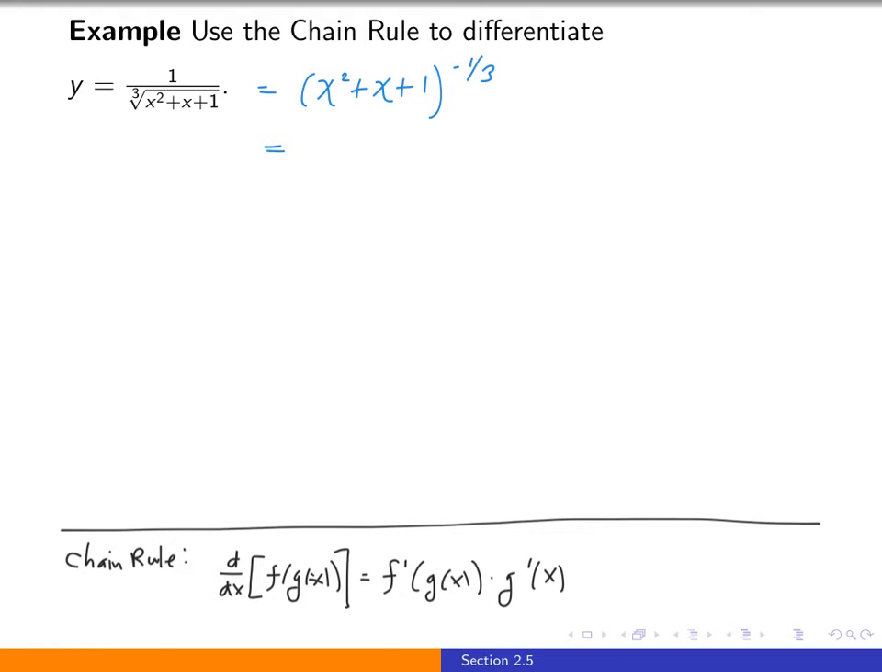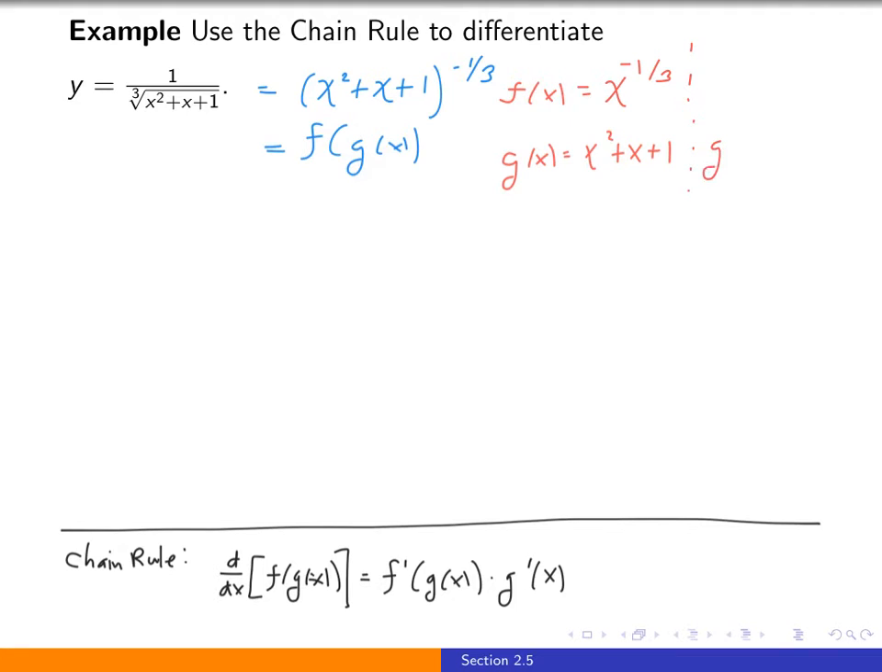And once again, maybe for the last time with these examples, I'm going to write this out as a composition. This is f composed with g of x, where we think of this inside function g of x as x squared plus x plus 1. The outside function, well, you think of looking at the composition and you replace that x squared plus x plus 1 with an x. So it would be x to the minus 1/3. And these are two functions that we can easily differentiate.